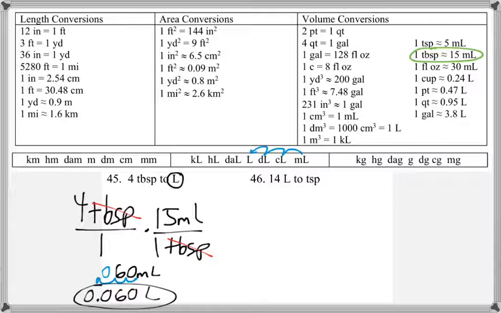For 46, we are converting from liters to teaspoons. And in a similar way, we do not have a direct conversion on this chart from liters to teaspoons. But we do have a conversion from teaspoons to mLs. So I'm going to first convert my liters to mLs. So that is 3 places to the right.